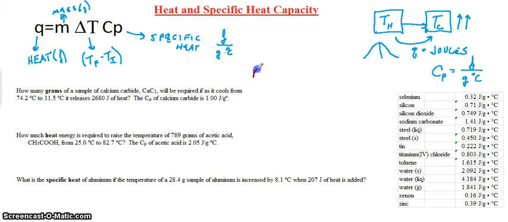If you rearrange our equation, you'd want to divide both sides by delta T times CP. That will cancel on this side, so on the other side you're going to have Q over delta T times CP. Then we plug in: how much heat was released? Well, the heat that was released here was 2680.